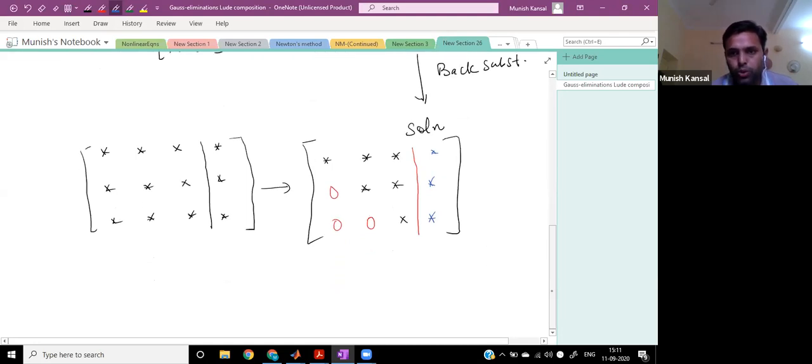So once you are able to convert the coefficient matrix into the upper triangular one, then you can easily find out the solution with the help of back substitution. Why I'm saying that with the help of back substitution? Because from the last equation, you can say that this entry into x3 is equal to right hand side. So this will give you the value of x3, right? Now you will go upwards to the second row. This will be 0 times x1 plus something times x2 plus something times x3 is equal to right hand side.